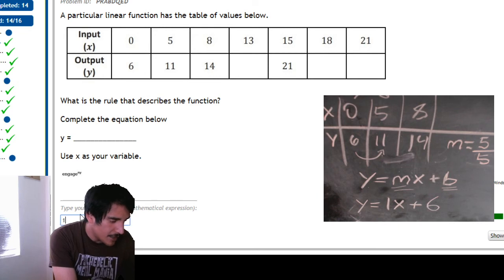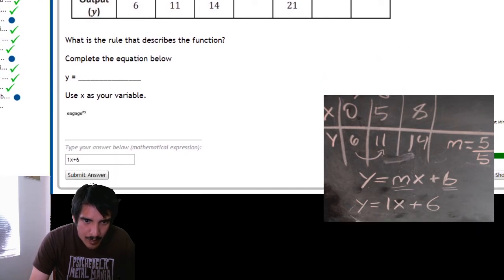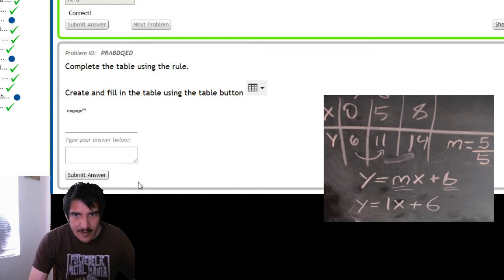I wonder if I type in 1x plus 6, I wonder if it'll say it's wrong or if it'll say it's right, because maybe it just wants x plus 6. But we shall see. I'm going to show you what I input. I put 1x plus 6. Submit answer. Oh, counted it right. Awesome.